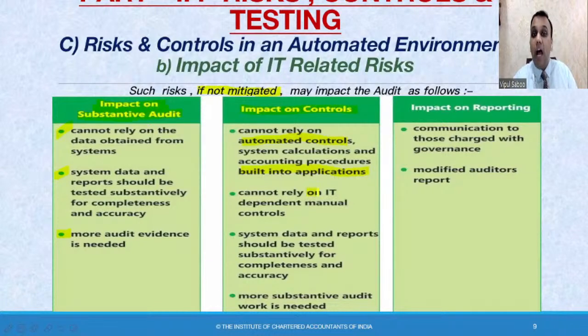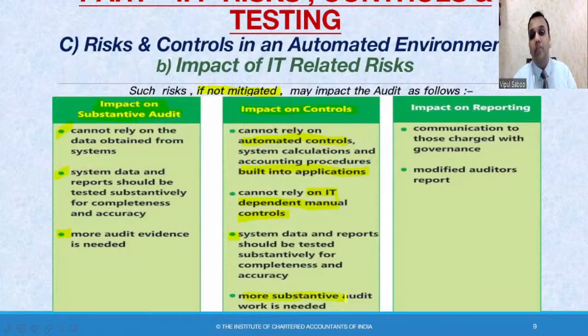Cannot rely on IT dependent manual controls. So there are some automated controls, and there are these controls which are dependent upon IT. Humans use systems. So there are controls put into place by humans using IT, information technology systems. There will be a problem with that as well. System data and reports should be tested substantively for completeness and accuracy.